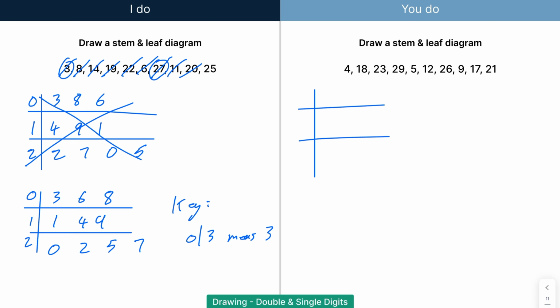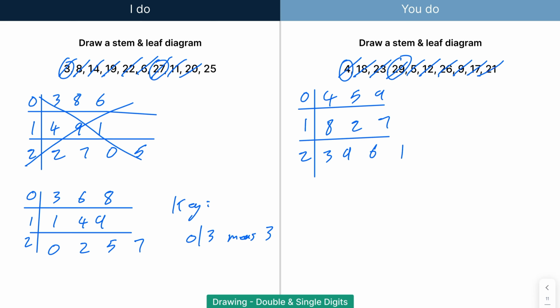And again, hopefully you've pressed pause and had a quick example on the right. So single digits, remember, start with a 0, 1 and 2. So that's the smallest here. What is the largest? 26, is it? 29. Okay, so we can just go through this now. So that's a 4, 18, 23, 29, 5, 12, 26, 9, 17, and 21. And now we're just going to put this in order.